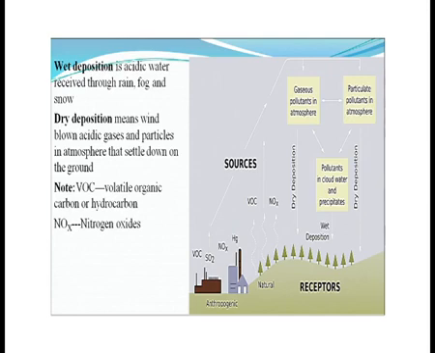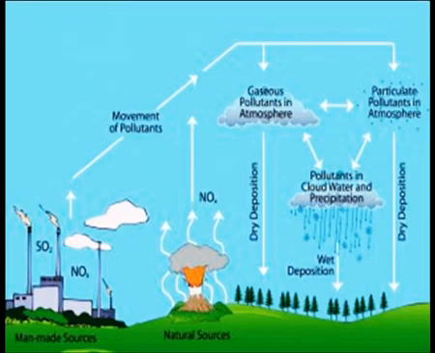NOx represents nitrogen oxides. On the left side, the two diagrams are the sources of acid rain. So, you have sulfur dioxide and nitrogen oxides produced from man-made sources, that is industries, factories which emit these gases, and natural sources such as volcanic eruptions. Both of them release NO2 and SO2 into the atmosphere. All these gases build up the gaseous pollutants in the atmosphere.